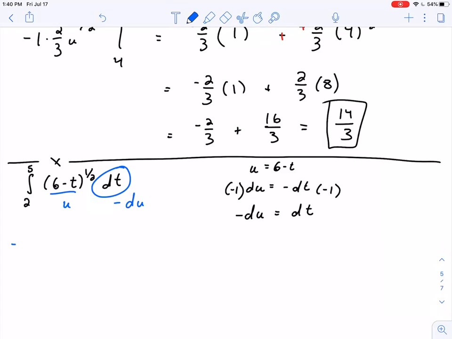So when we make our substitution, it's going to look mostly the same. The -1 is still on the outside. I have u to the 1/2 power du. But I'm going to leave these limits as they are. I'm going to leave those as 2 and 5.